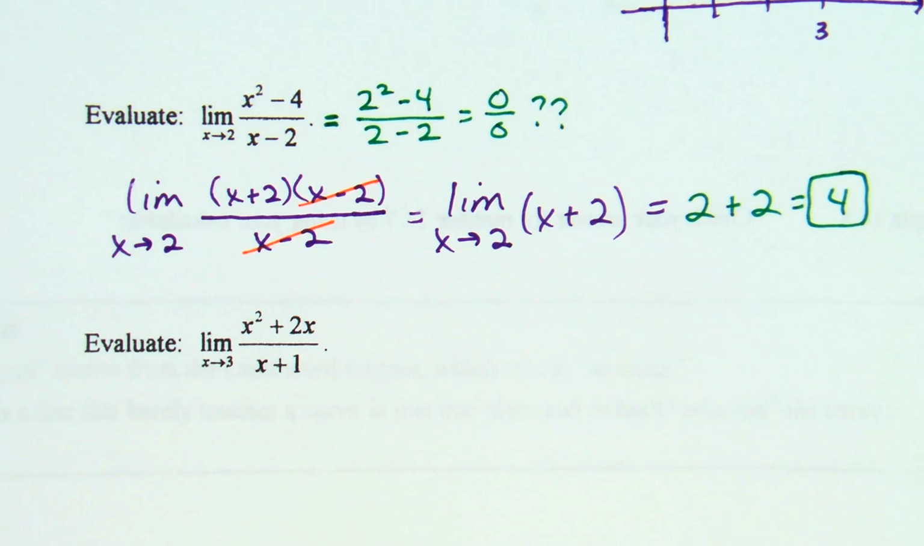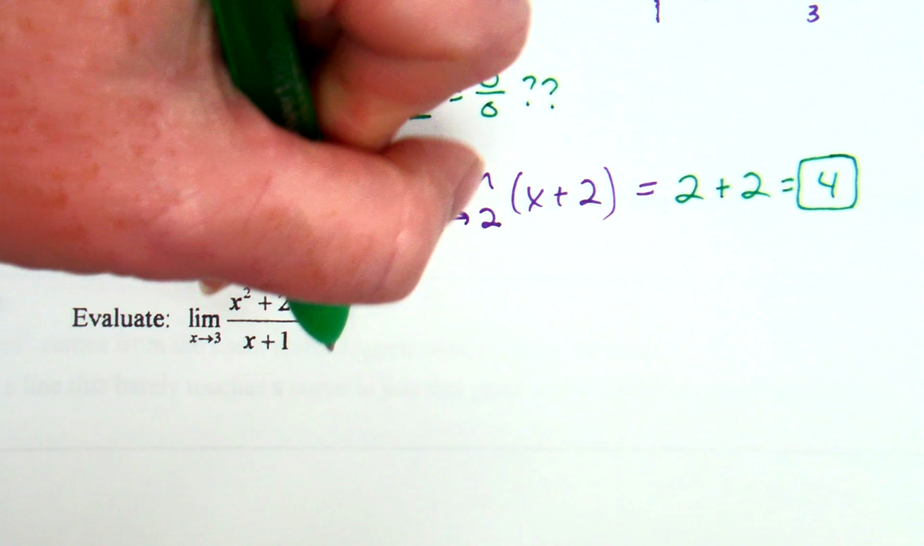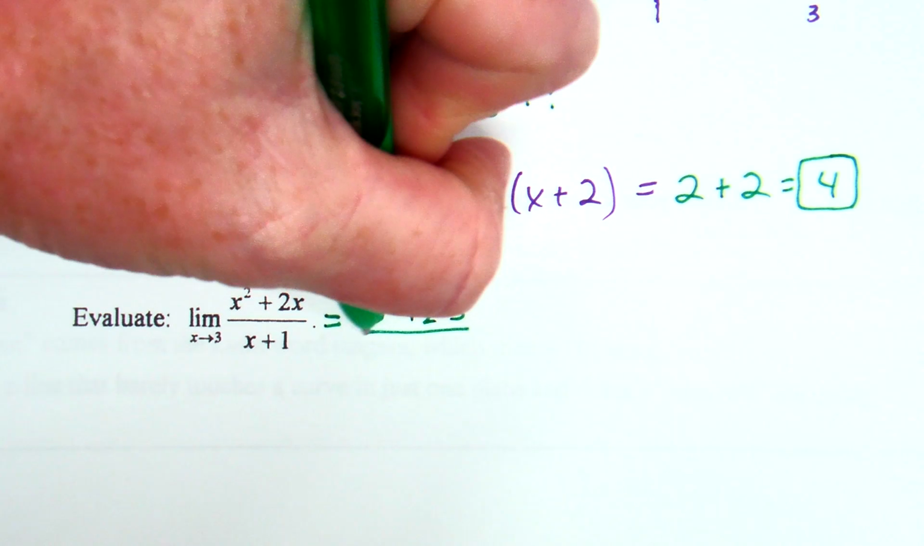Example 2. Limit as x approaches 3 of x squared plus 2x over x plus 1. What are your thoughts? Let's try plugging in, see what happens. Okay, if we plug this in, 3 squared plus 2 times 3 over 3 plus 1.